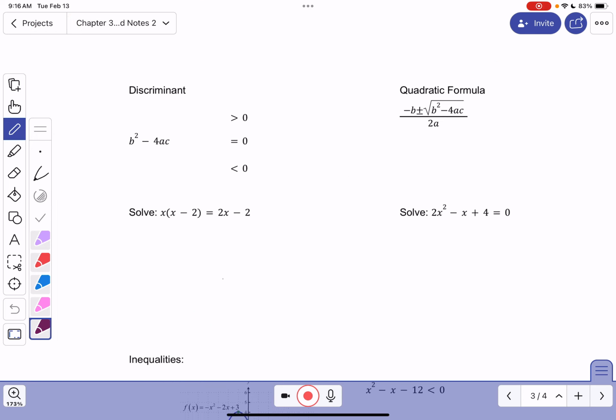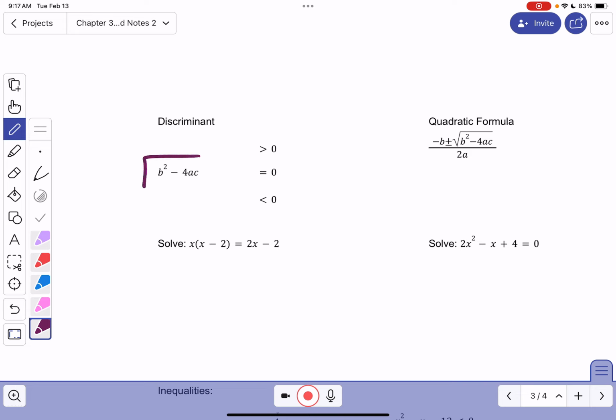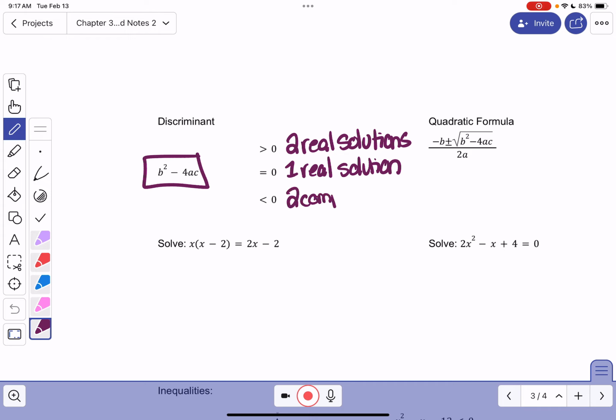So there are solutions. The discriminant is b squared minus 4ac. If you do that and you get an answer that's greater than 0, that means when you solve it, you're going to get 2 real solutions. If it equals 0, when you solve it, you're going to get 1 real solution. And if it's less than 0, you're going to get 2 complex solutions, meaning you'll get i when you solve it.